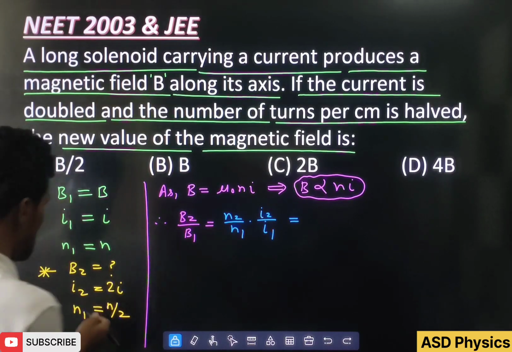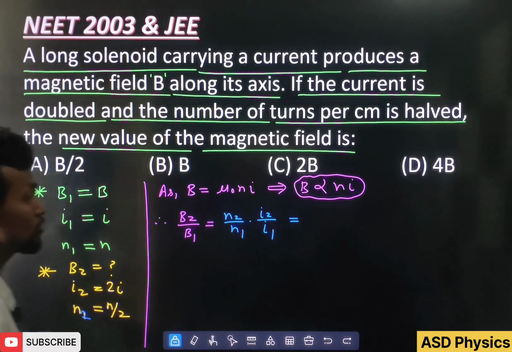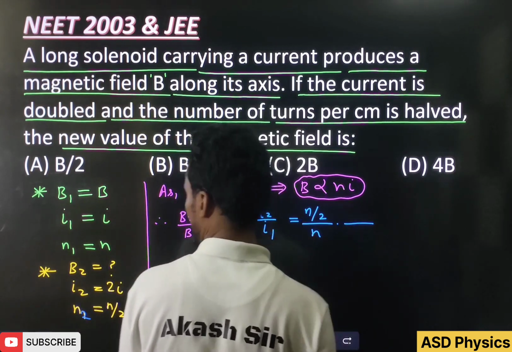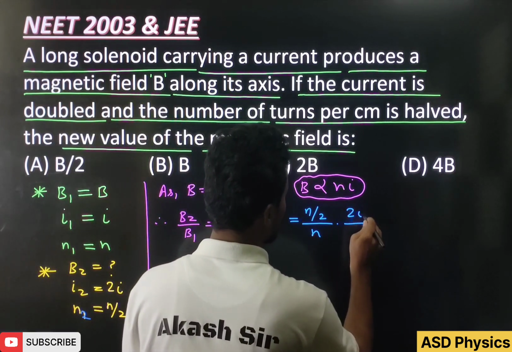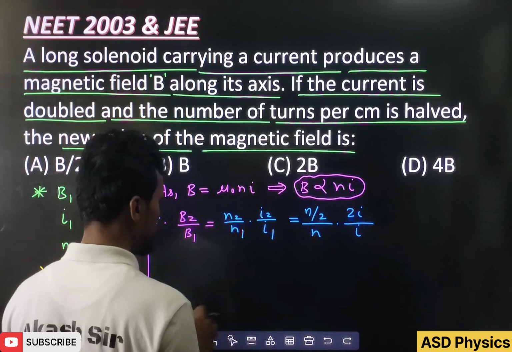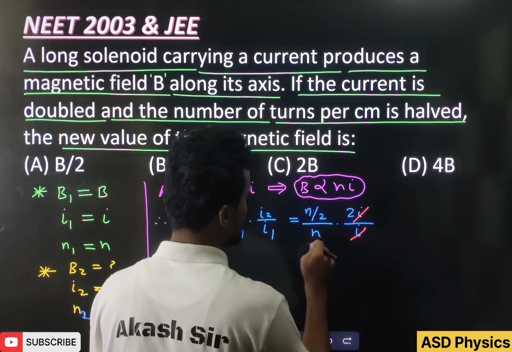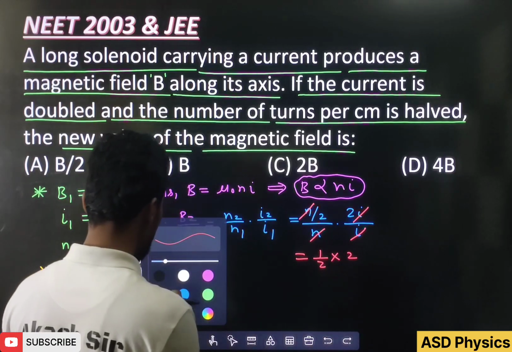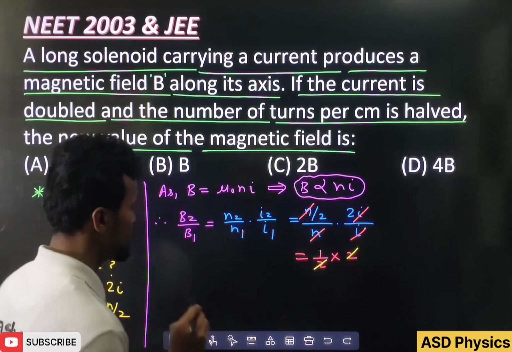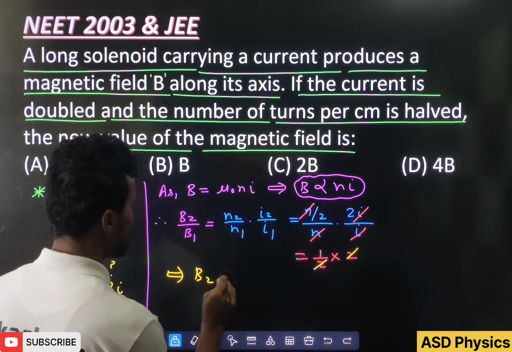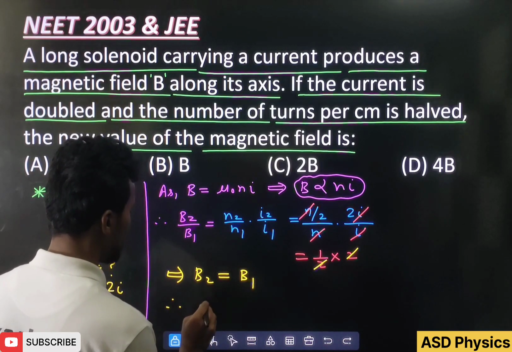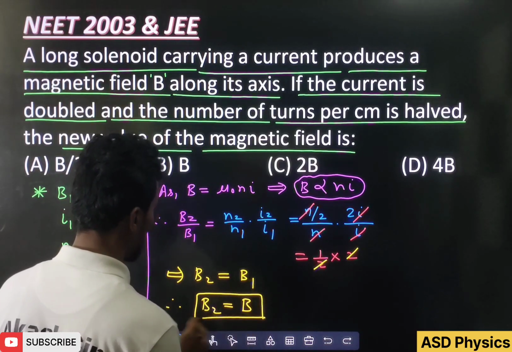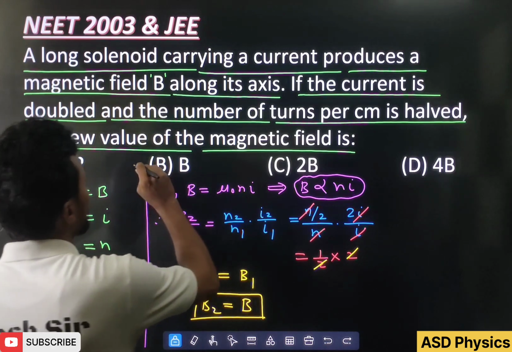Now what is N2? N2 is N by 2, divided by N, into I2, which is 2I, divided by I. You can see very well here, the I cancels, and the N and N cancel. What is left is 1 by 2 into 2, and this 2 and 2 also cancel. So we can say B2 is equal to B1, so the new B2 is B. Which option is correct? The correct option is option B.